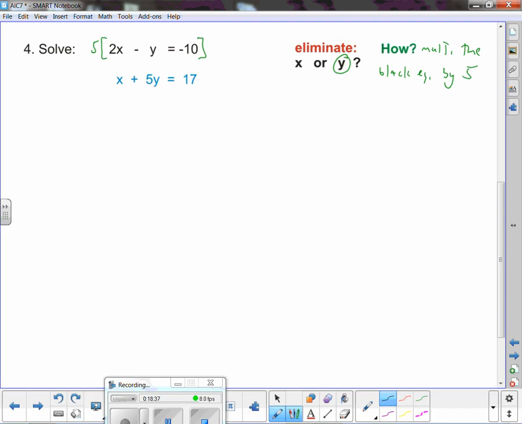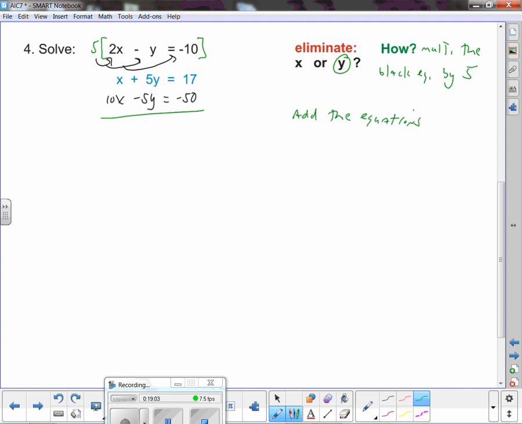So let's distribute the 5, right? Here we go. All right, 10x minus 5y. Oh, that's good. They're equal and opposite. Equals negative 50. What comes next? We're going to add the two equations. Add the equations. All right, go ahead and add them.